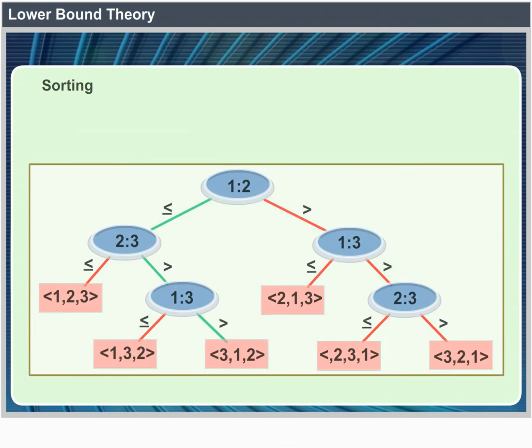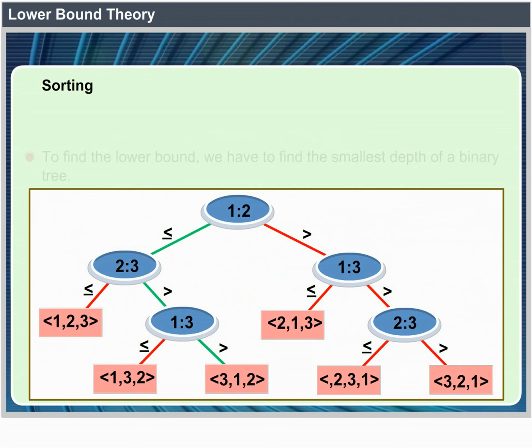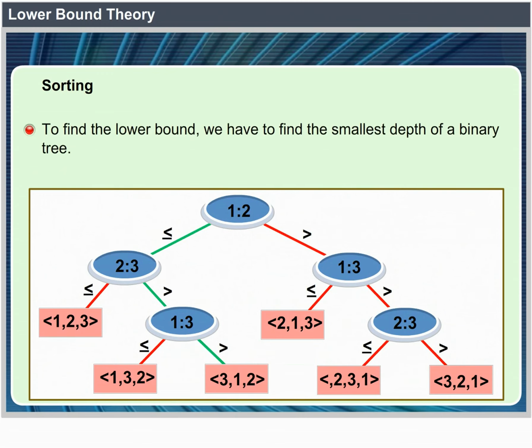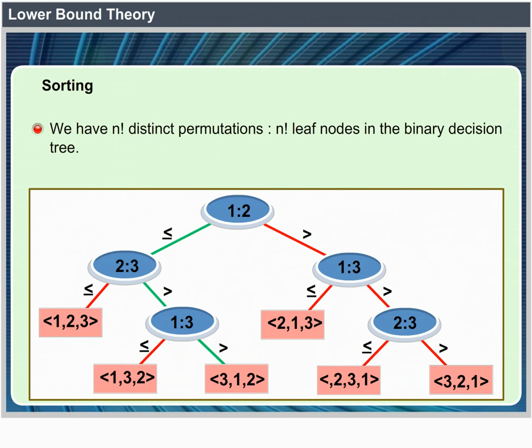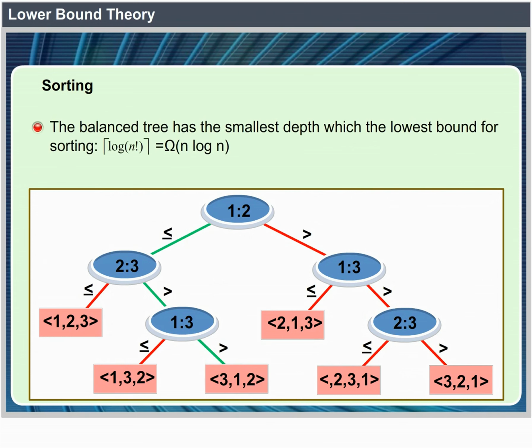Sorting. The decision tree for sorting 3 elements is shown in the figure below. To find the lower bound, we have to find the smallest depth of a binary tree. We have n factorial distinct permutations, so n factorial leaf nodes in the binary decision tree. The balanced tree has the smallest depth, which is the lower bound for sorting. Ceiling of log n factorial equals big omega of n log n.